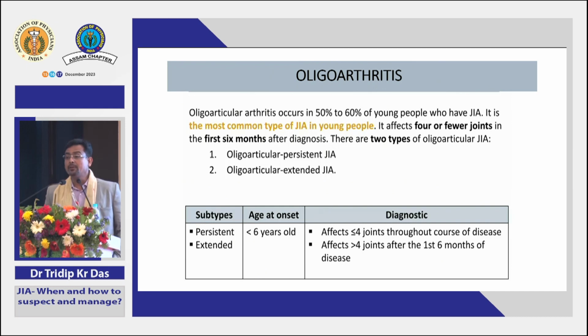So if we talk about individual clinical presentations, oligoarthritis is one of the most common presentations of all JIA. It can be reclassified as persistent JIA or extended JIA. Persistent JIA means that at the time of presentation, for the first 6 months, there is involvement of 4 joints or fewer. But if after the first 6 months more than 4 joints get involved, then it may go into the extended variety. It will behave much more like a polyarthritis.